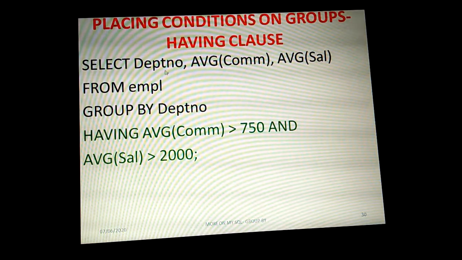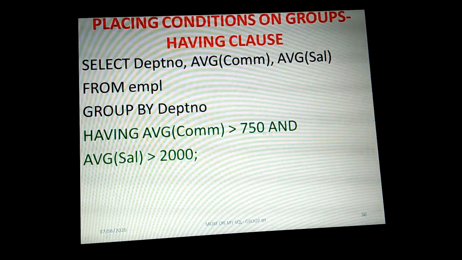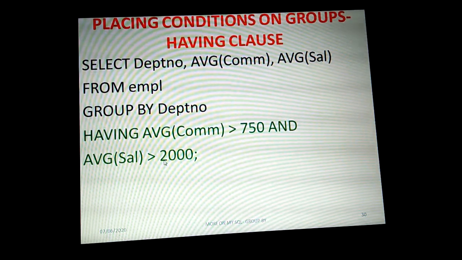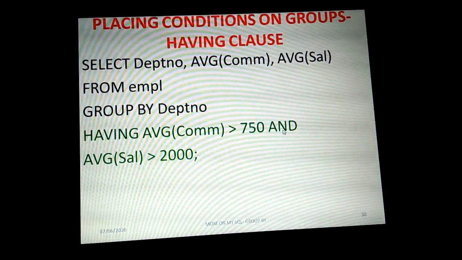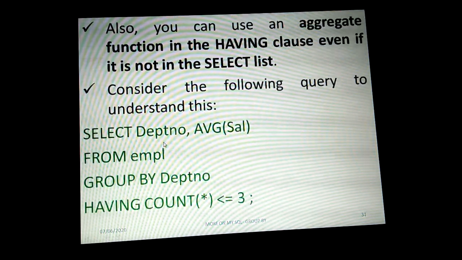Select department number, average of commission, and average of salary that we want to display from the employee table, group by department number only, and then HAVING average of commission should be greater than 750, and average of salary should be greater than 2000. Like that we can give the condition with the help of the logical operator AND. More than one condition: this is one condition and another one is another condition.